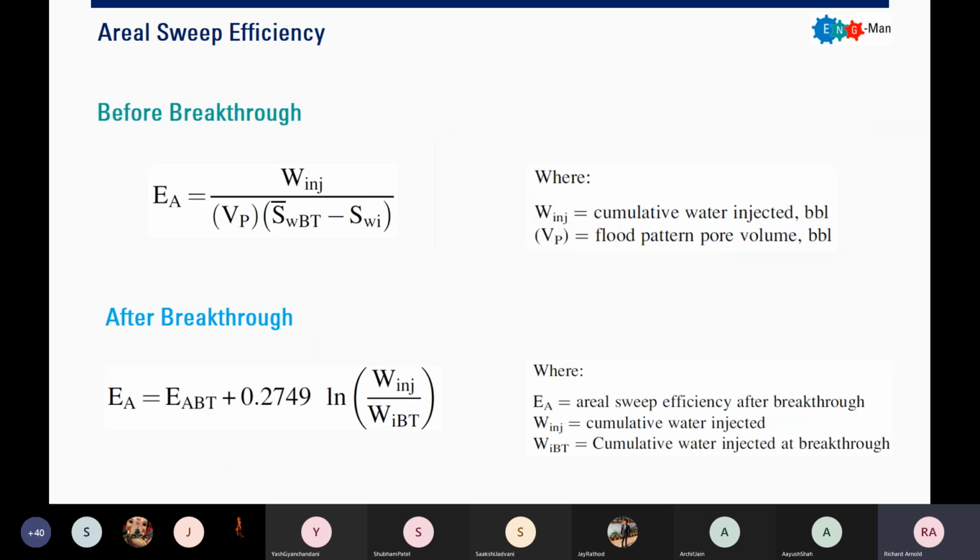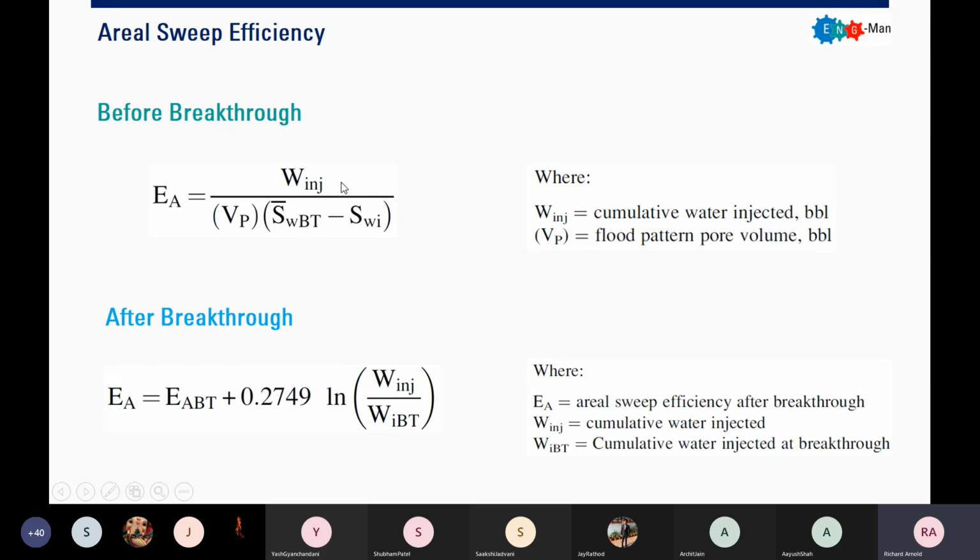And of course, we need to calculate or estimate the areal sweep efficiency. Before water breakthrough and after water breakthrough, the calculation is easy. Okay, compared to displacement efficiency estimation, it's quite easy. Like this one, before water breakthrough, you can estimate areal sweep efficiency with this formula.